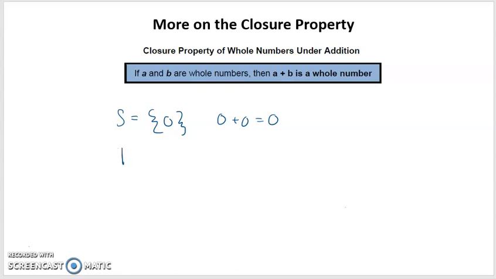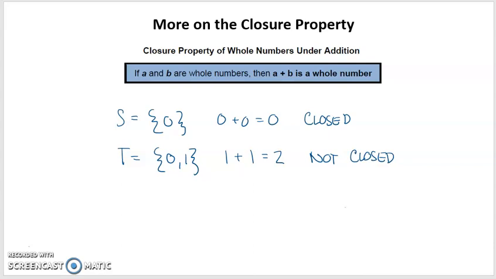How about the set {0, 1}? Well, that looks pretty similar to what we just did, but it turns out that's not closed. Because if I take 1, which is in the set, and add it to 1, which is in the set, I would get 2, which is not in the set. So the first one is closed under addition. The second set is not closed because I can take two values and add them together and get 2, and 2 is not in my set. So it's not closed under addition.